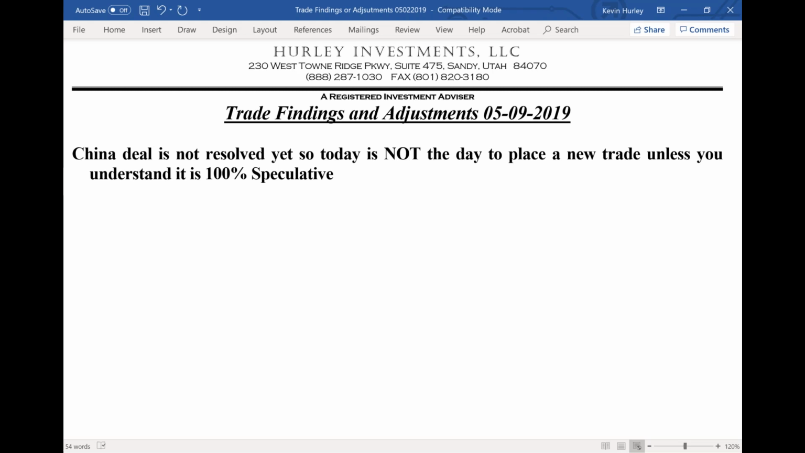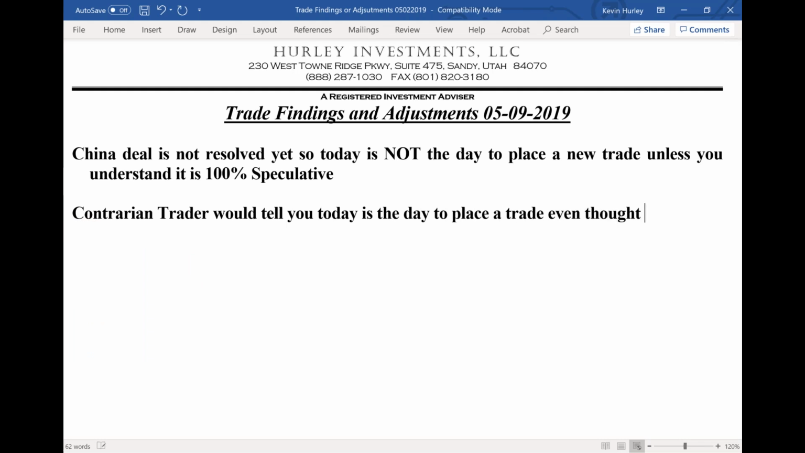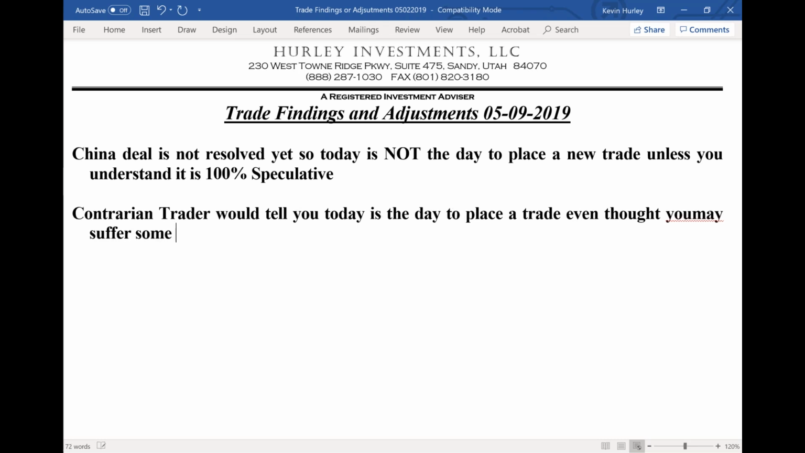On the flip side, you could be a contrarian. So a contrarian trader would tell you today is the day to place a trade, even though you may suffer some short-term losses because it is going to turn quickly, which is correct.